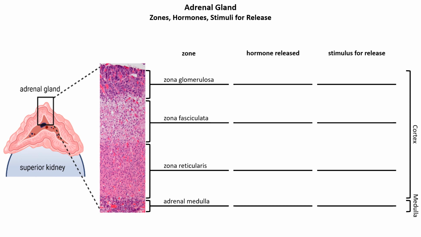Now let's talk about the hormones that get released from each of these four zones. We're going to label both the general classification of the hormones that get released from these zones, as well as a specific hormone that we want you to know about. So from the zona glomerulosa, the classification of hormones being released are the mineralocorticoids. And the one that we want you to know about is aldosterone.